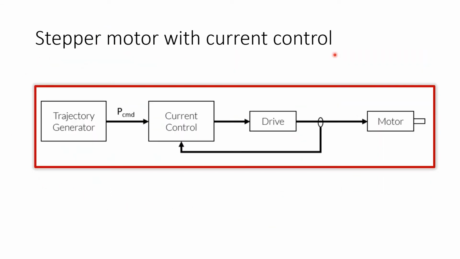So this is the block diagram of a stepper motor with current control. Here the first part of the block diagram is a trajectory generator. It produces a sequence of pulses, in which order the motor has to run, or it moves in steps.